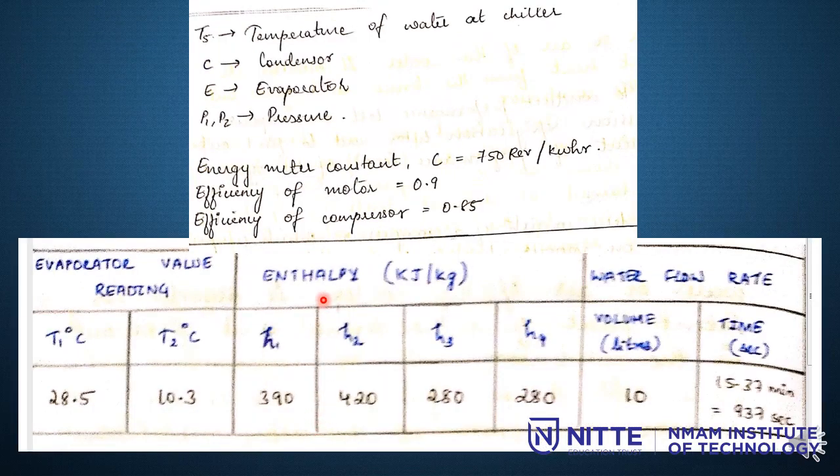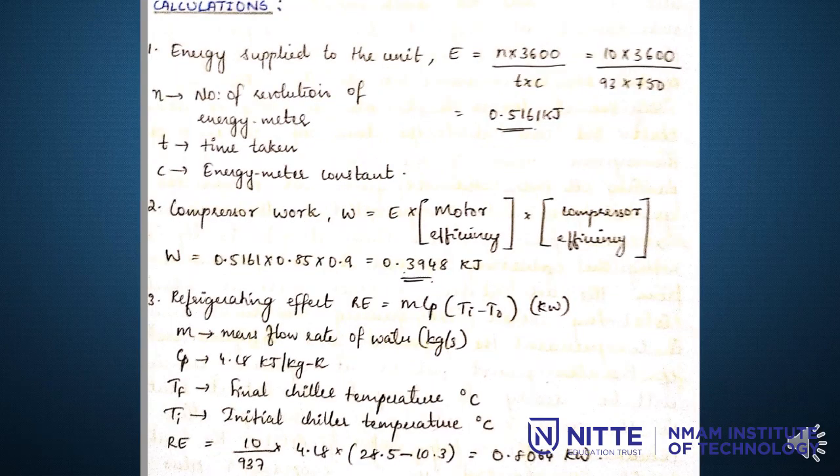Finally, at the end of the experiment, we also note down the final temperature of water by using the stopwatch which has been switched on in the beginning of the experiment. These are the enthalpies, and we will now learn how to find the enthalpies. These are the calculations to find the refrigeration effect.